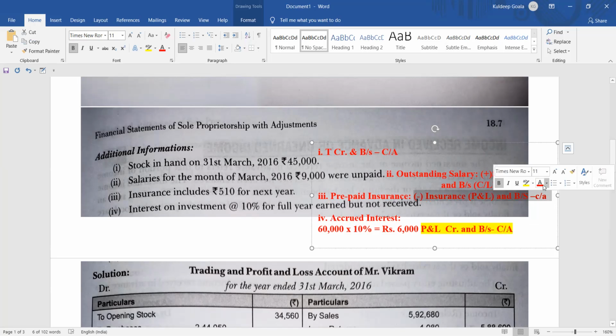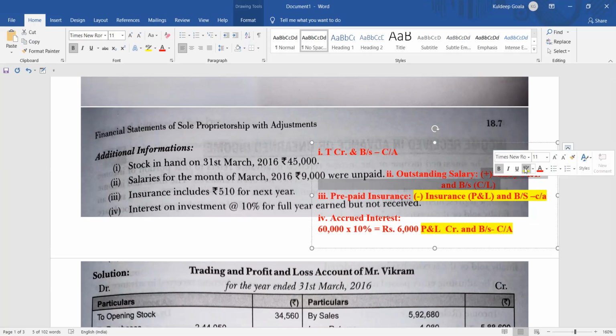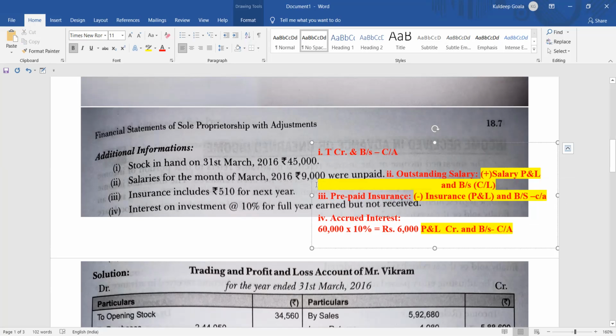Just highlighting it so that you can easily understand, it will be recognizable. I hope all of you have understood. Once again, I'm repeating, interest on investment of 10% was supposed to be received for the whole year, which has not been received. So any income which is supposed to be received but we have not received it is called accrued income. So here it is interest, so it will be accrued interest.